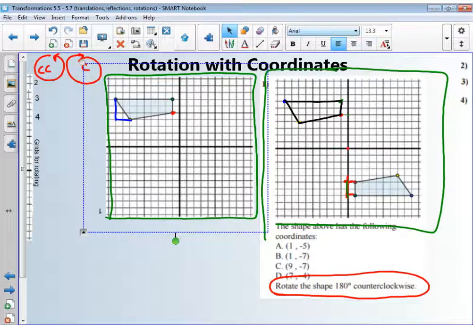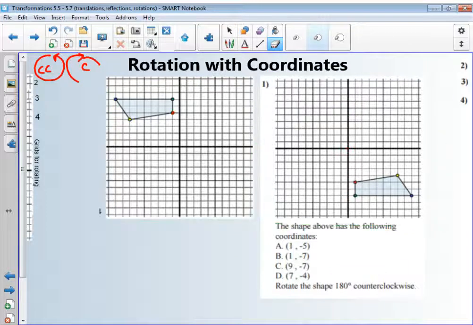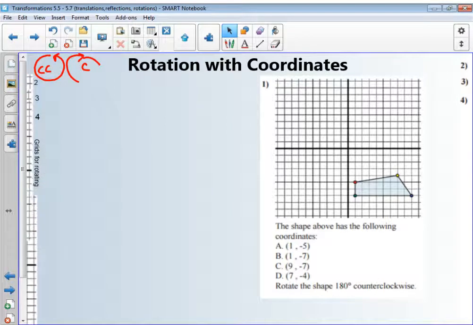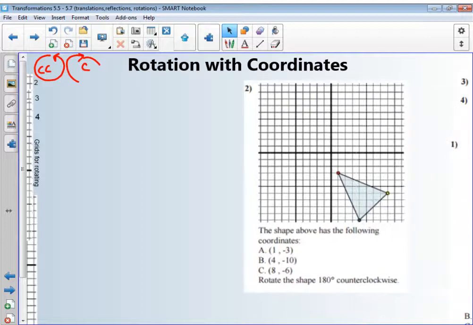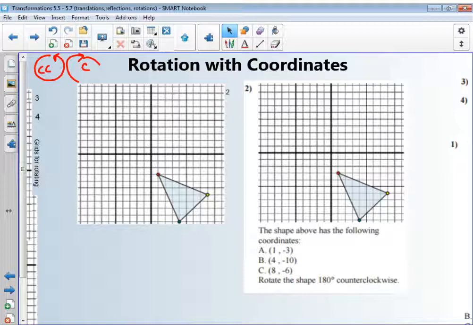Okay, so we're going to go ahead and practice another one of these. Now you should be doing these on your front side, your side A of your worksheet, as I'm working through these on the smartboard. It's just good practice. Okay, it gives you a chance to kind of double check yourself to make sure that you're understanding it. So number 2, we're also just going to work on the rotation part of it and not worry about the coordinates. We'll do that in numbers 3 and 4. Okay, so for number 2, it says the shape above has the following coordinates. So it lists our coordinates, and rotate the shape 180 degrees counterclockwise.